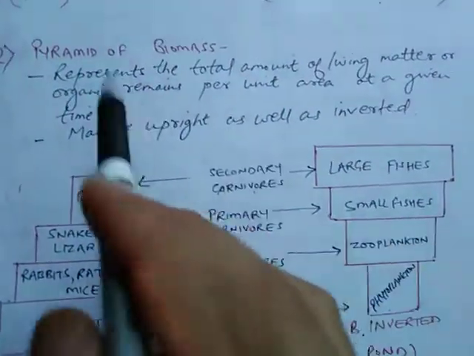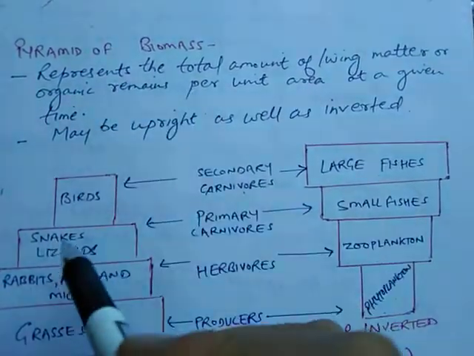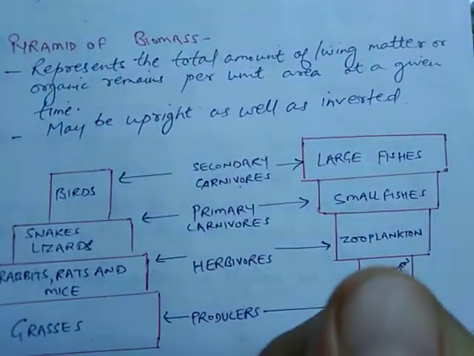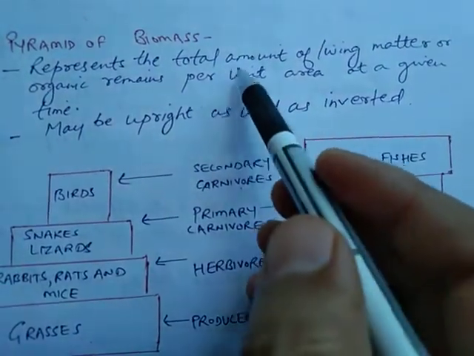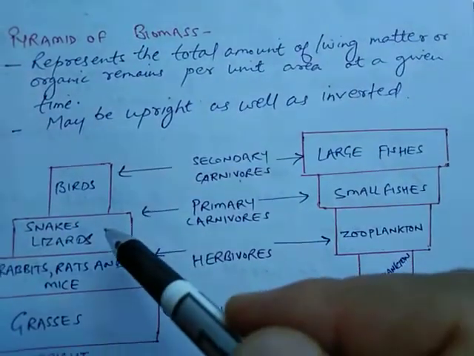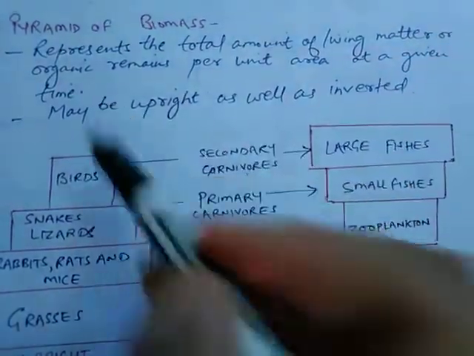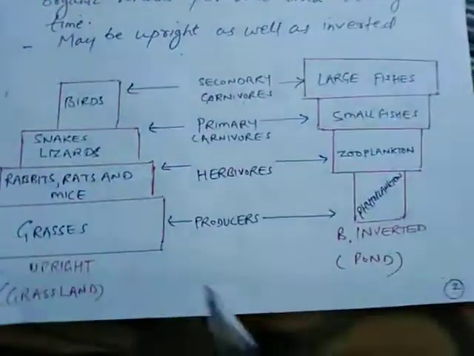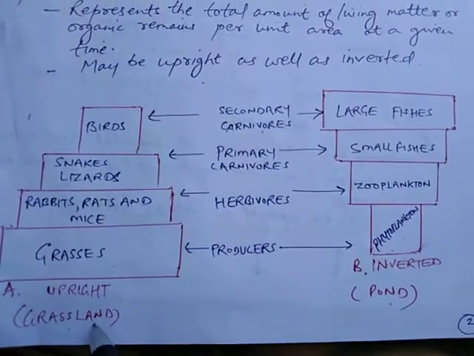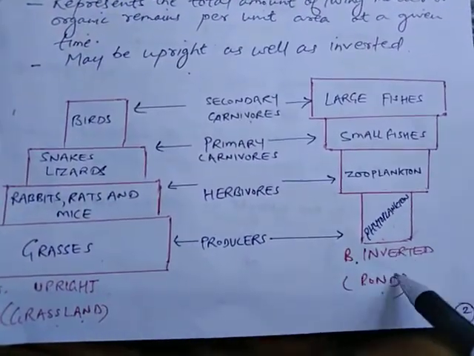So second is pyramid of biomass. What this pyramid of biomass is: it is also a graphical representation, and how is it represented? It is represented by the total amount of living matter or organic remains per unit area at a given time. So it may also be upright as well as inverted. You can see here grassland is an example of upright and pond is an example of inverted.